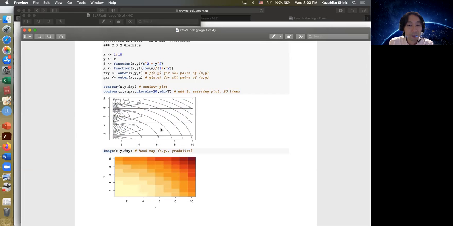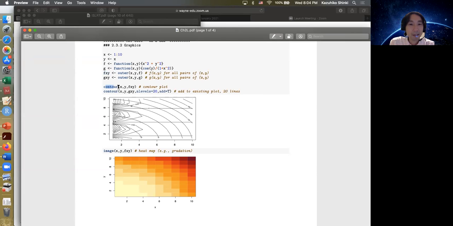So this is the ellipse, which corresponds to this ellipse. And x and y are just given, so these are the x coordinates and y coordinates. Then f of x, y is the calculated value of f of x, y. We can make this with the outer function. So f x y is basically a 10 by 10 matrix, where each entry is the output of f of x, y, from f of 1, 1 to f of 10, 10.